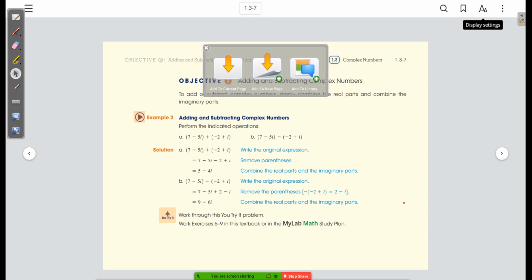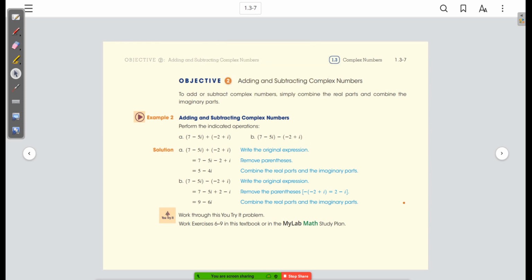Adding, and this is actually, no, we'll do it. What time is it? Yeah, we'll do it.